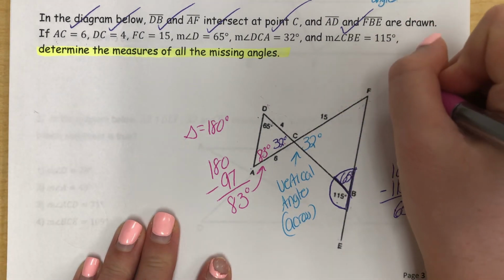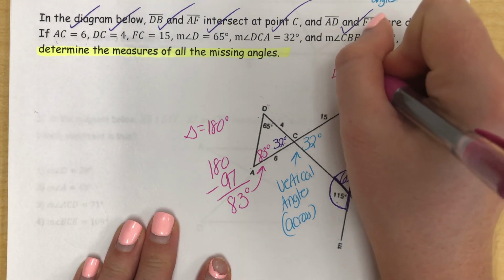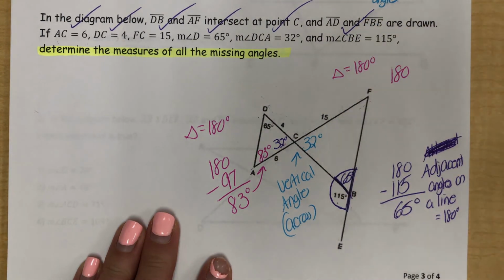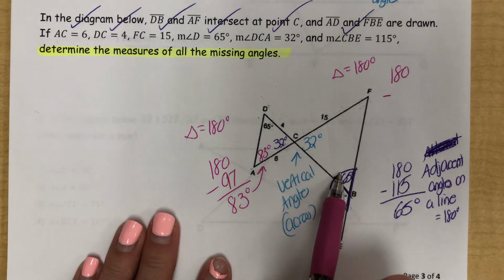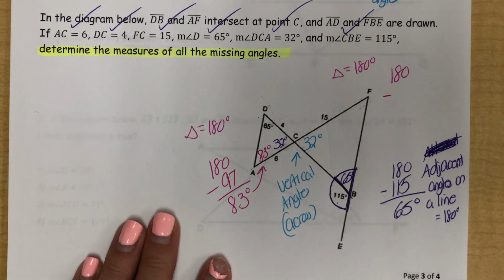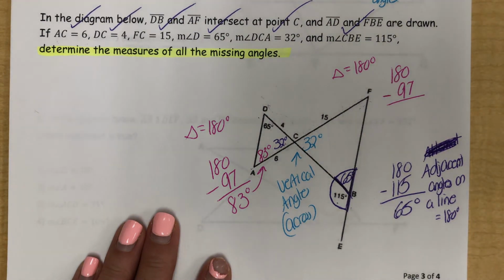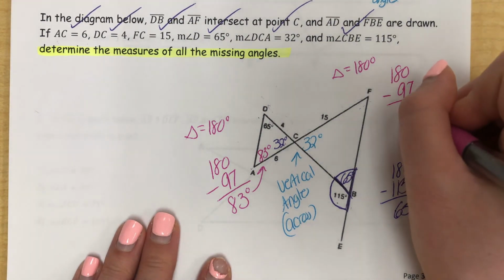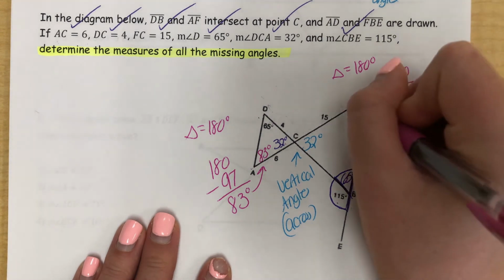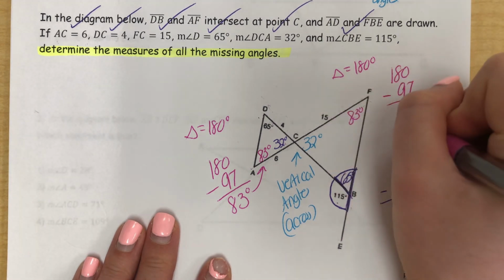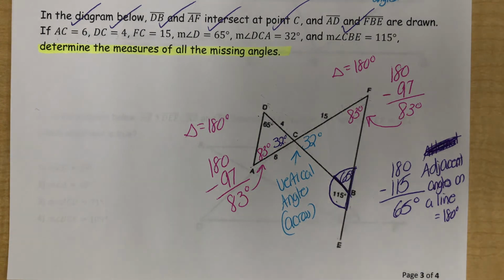So 180, because again, a triangle has 180 degrees. When I subtract out what I know, well, 32 and 65, when I add those together, I get 97. And when I subtract that from 180, I'm left with what I don't know, which is 83 degrees. So angle F is 83 degrees. Okay, these should have been the answers that you should have had for this question.